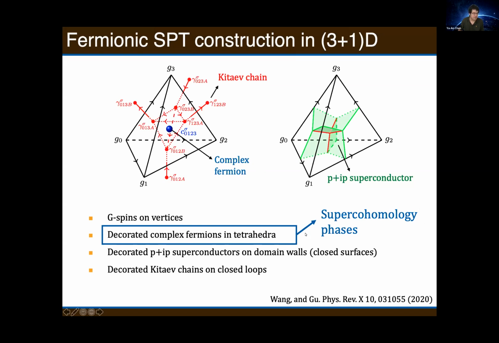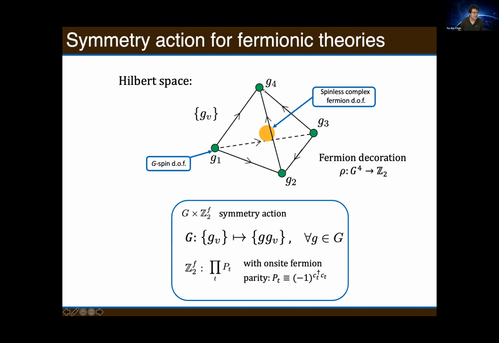So when people say supercohomology, you should have this picture in mind. You have the group element on the vertex, and you have the complex fermion in the center of the tetrahedron. Actually, the fermion decoration is a function from G to the 4th to Z2. It depends on g1, g2, g3, and g4, and this function returns the value 0 or 1. 0 means there's no fermion inside, and 1 means there's a fermion inside.